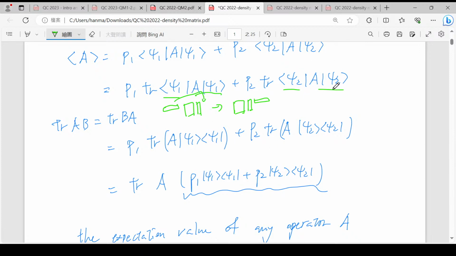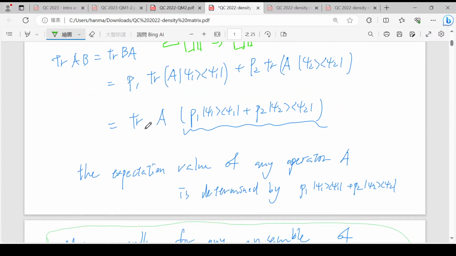Similarly, on the psi 2 part, we do a similar thing. Then we can use linearity of the trace. We can move P1 and P2 inside, with the projector onto psi 1 and the projector onto psi 2. Then we see that both sides have A, so we can take out the A.